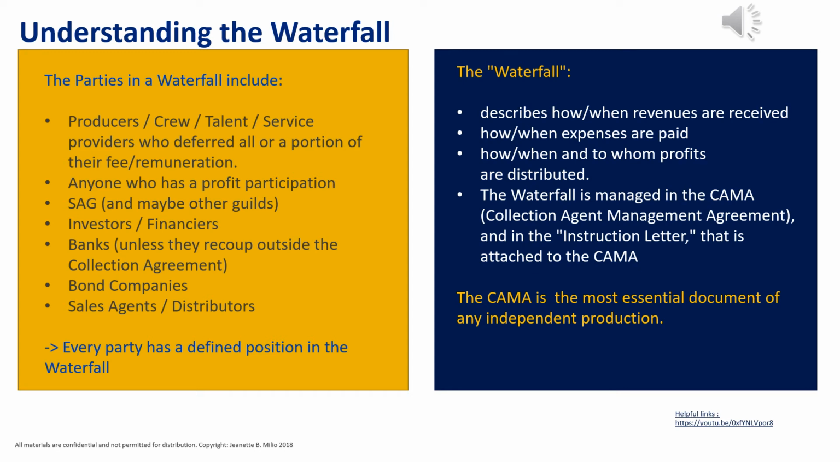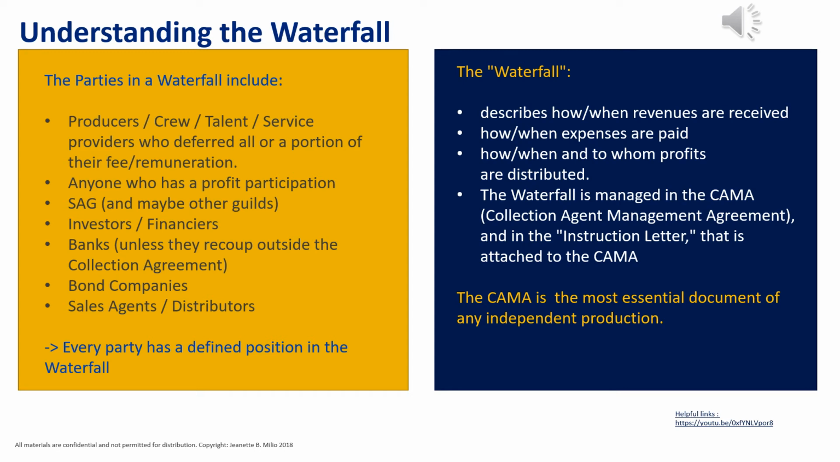Banks are not always in the collection agreement. They might decide that they want to be recouping first, and then after the bank has recouped, the funds go into the collection agent agreement. I've seen both. It really depends on what the bank prefers. Bond companies are going to be part of the collection agreement, and sales agent and distributors are going to be part of the collection agreement.